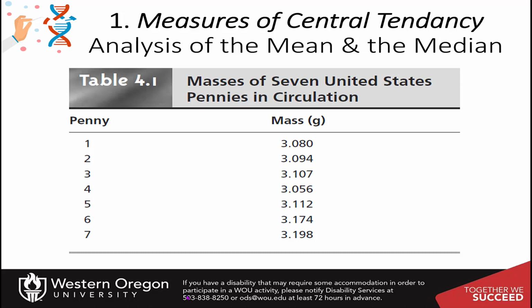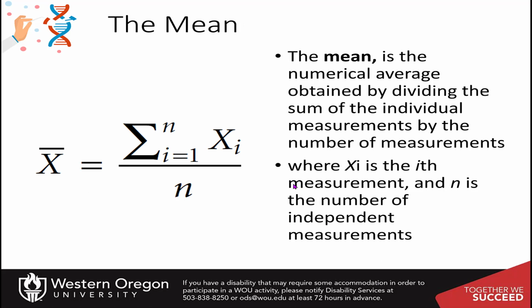So in this case, we've taken the mass of 7 pennies to be our pool that we're going to look at as our population. And we can do first 2 analysis. We can look at the mean and we can look at the median. So the mean is the numerical average that's obtained by adding the sum of our samples. So this sign here is the summation sign from the initial to the final. And then we're going to divide that by the total number of samples, and that gives us our mean.